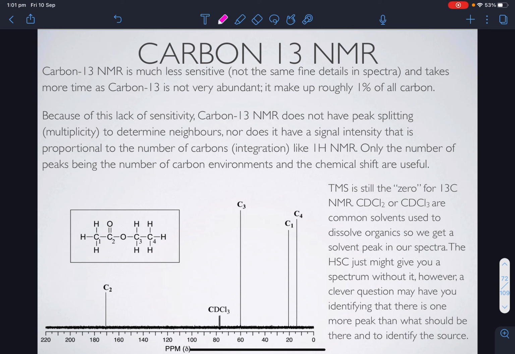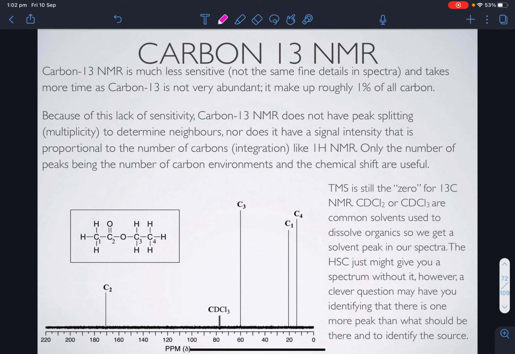and it takes more time to run these NMRs because the abundance of carbon-13 is much less. It only makes up about 1% of all the carbons. So all the carbon-12s are not detected by this instrument, because remember we need those odd number nucleons for it to work. So odd masses.